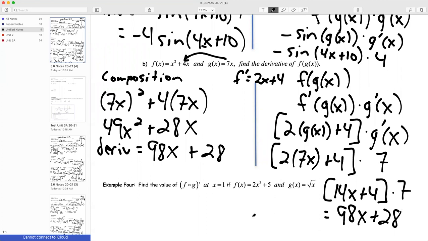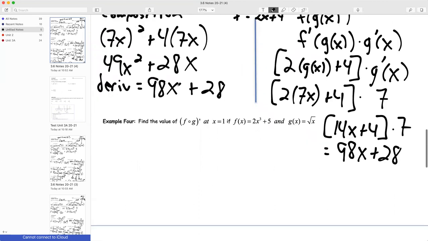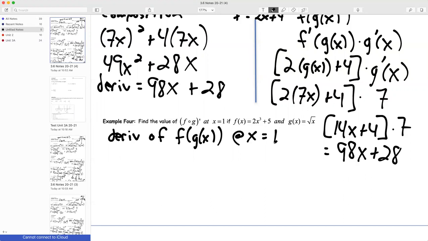It says find the value of f o g prime at x is equal to 1. What does that mean? It's not fog, it is f of g. It's the composition. So I want the derivative of f of g of x. Same thing that we just did on the last two examples, but this time they want me to evaluate it at a point, at x is equal to 1.